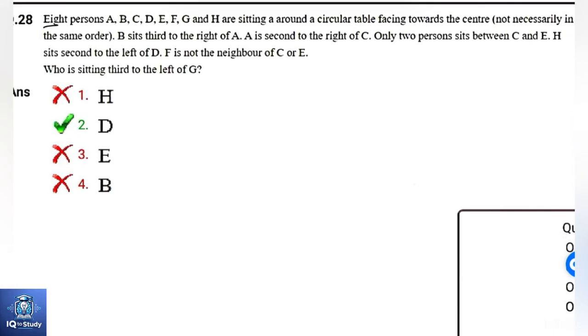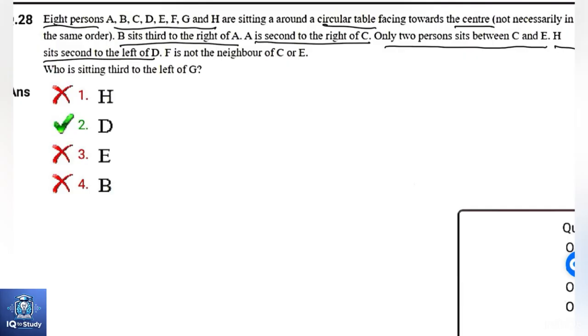Eight persons A, B, C, D, E, F, G, H are sitting around a circular table facing towards the center. B sits third to the right of A, who is second to the right of C. Only two persons sit between C and E. H sits second to the left of D. F is not a neighbor of C or E. We have to find who is sitting third to the left of G.